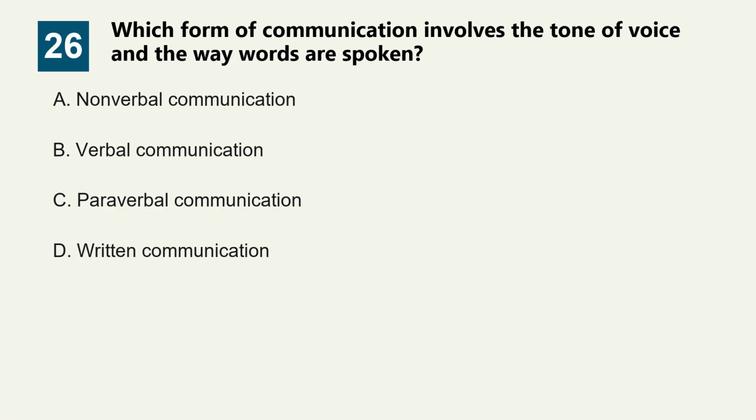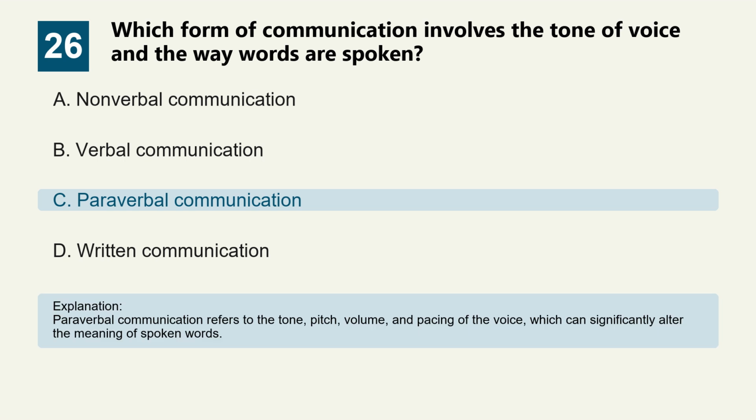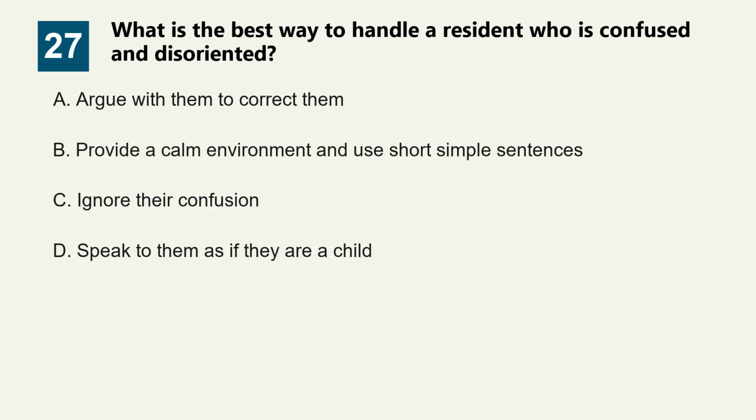Question 26. Which form of communication involves the tone of voice and the way words are spoken? Option A. Nonverbal communication. Option B. Verbal communication. Option C. Paraverbal communication. Option D. Written communication. The correct answer is option C. Paraverbal communication. Paraverbal communication refers to the tone, pitch, volume, and pacing of the voice, which can significantly alter the meaning of spoken words.